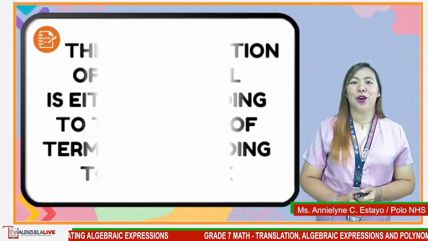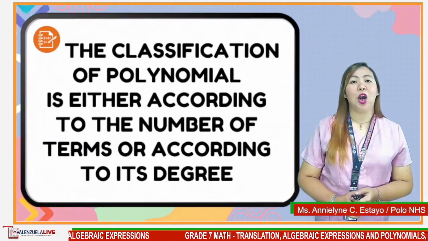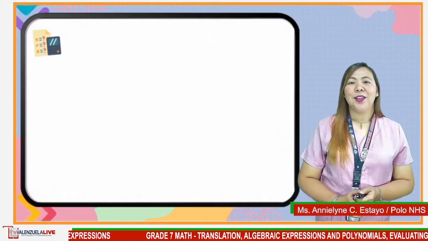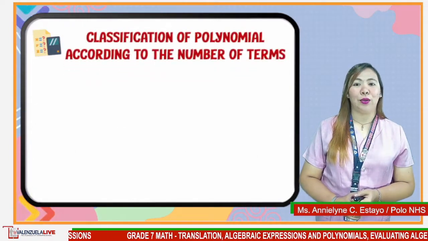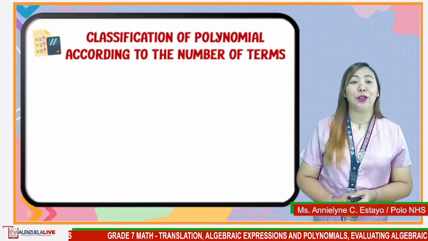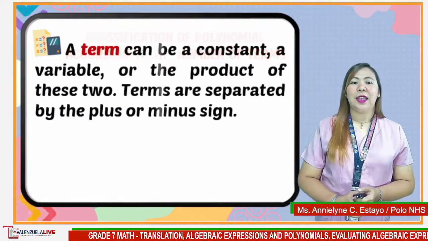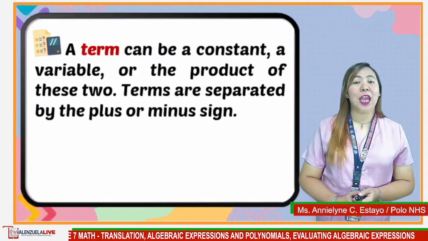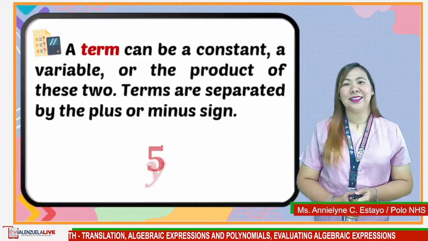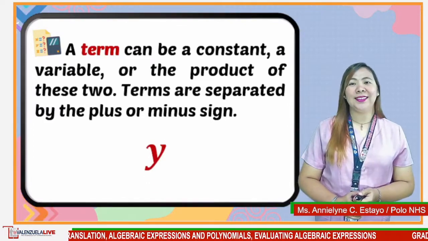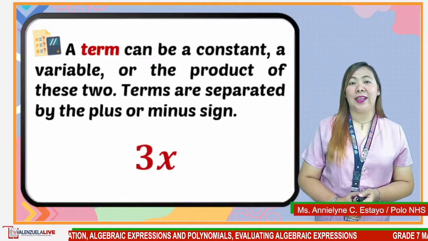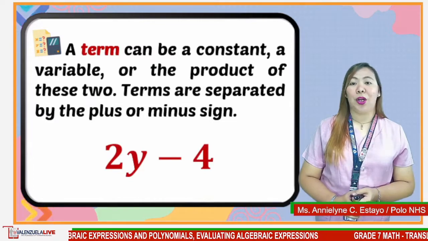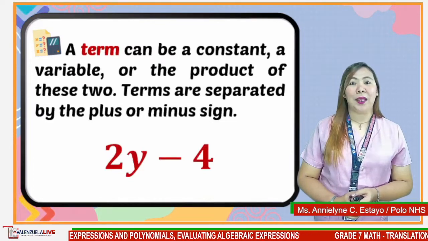The classification of polynomials is either according to the number of terms or according to its degree. The first one is the classification of polynomial according to the number of terms. First, let us define what is a term. A term can be a constant like 5, a variable like y, or the product of these two like 3x. Terms are separated by the plus or minus sign, like 2y minus 4.